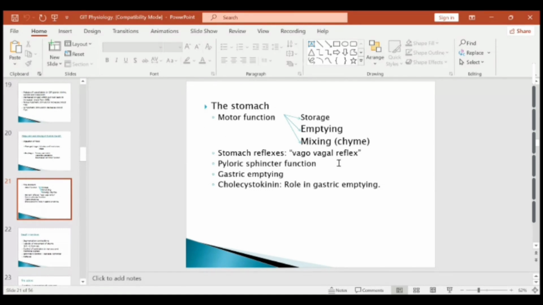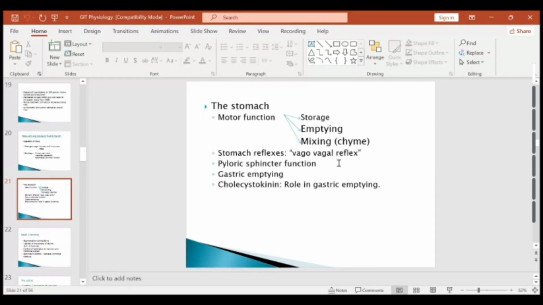Once we are at the stomach, we have the following function. We have the motor aspect part of it. So that entails storing the food temporarily, and later it has to empty. And we have that mechanical movement or mixing, we call it chyme. That control is under the brain, what you call the vagovagal reflex. So the vago only means a nerve that you call the vagus nerve. We'll talk about it in the nervous system in detail, but it's cranial nerve number 10.